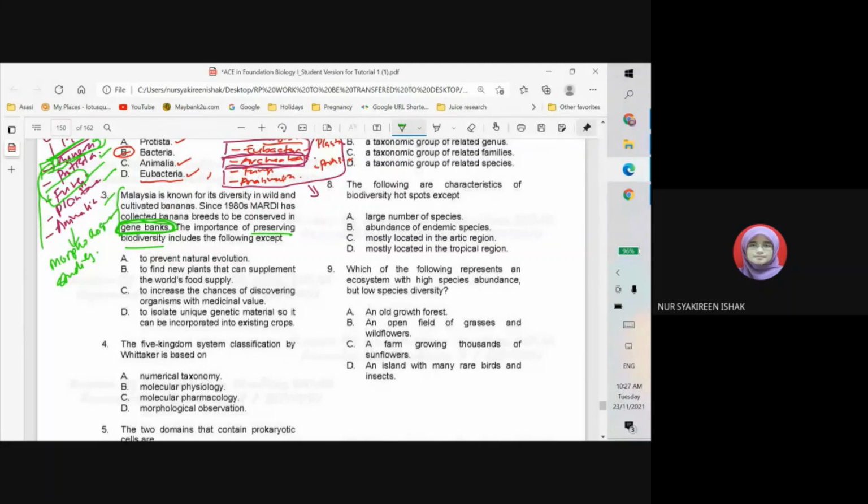Alright. Tapi soalan dia nak tanya, dia lari pada gene bank. Dia kata, what is the importance of preserving biodiversity? So salah satu, except, kecuali apa? Kita tengok statement yang pertama, to prevent natural evolution. Is that the importance of biodiversity? Dalam awak punya slide ada, they listkan all the importance of biodiversity. If you refer to your notes, slide 32 is to prevent natural evolution, one of the importance of preserving biodiversity.